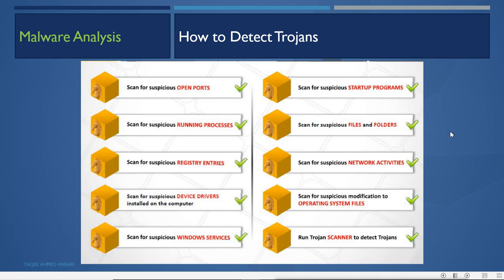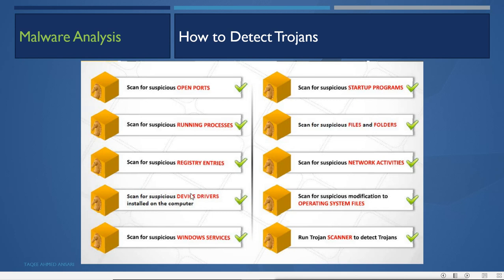Next is how to detect trojans. Just like we did the active analysis, we can do the detection also. When a trojan runs, it does multiple things. So for detecting the trojan, we can scan for suspicious open ports, scan for suspicious running processes, scan for suspicious registry entries, and scan for suspicious device drivers installed on the computer.